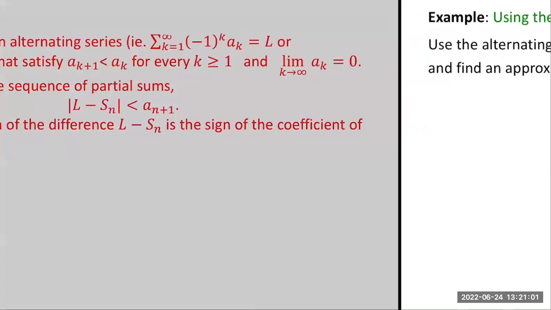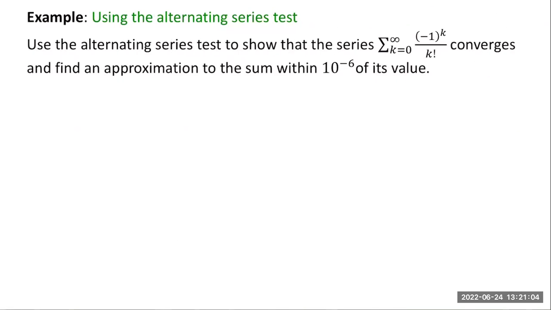All right, let's move on and go over this example to understand these two theorems. Okay, here is the example. Use the alternating series test to show that this given series converges, and find an approximation to the sum within 10 to the power minus 6.